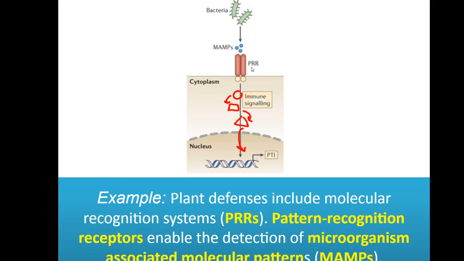So they use these PRRs, pattern recognition receptors. Which type of receptor are they? Is it G protein? Is it ligand gated ion channel? Or is it RTK? Your answer should have been RTK because you can see it's got two of them, the two dimers here.